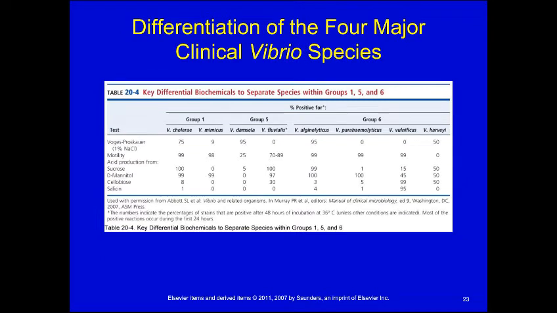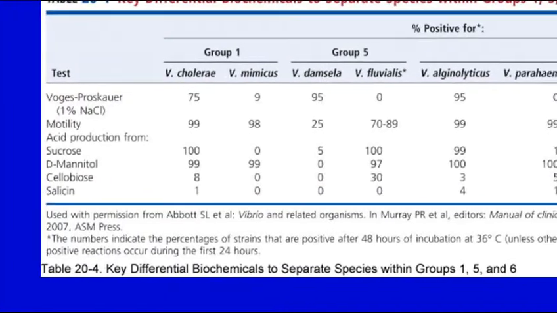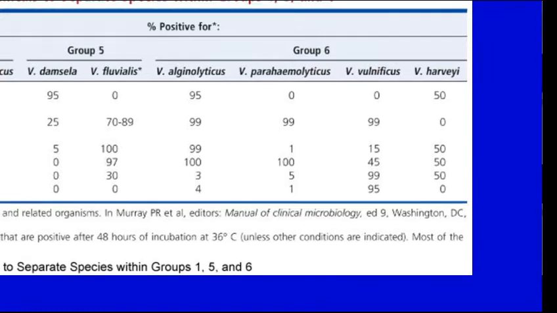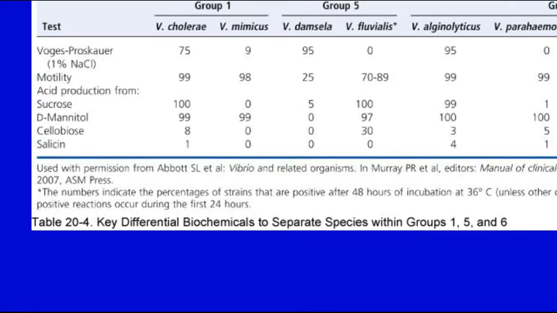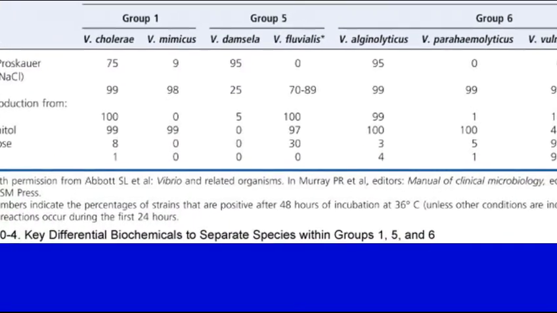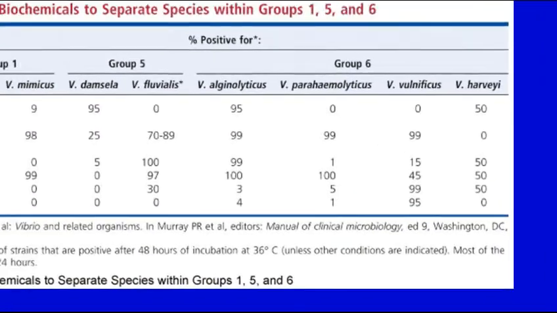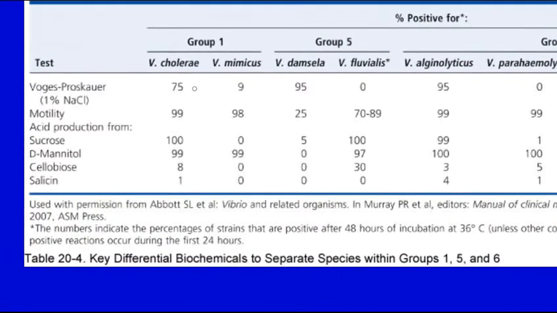Now, here are the 4 major clinical Vibrio species. Okay. These are the key differential biochemical tests to separate groups 1, 5, and 6. Okay, Voges-Proskauer, 1%. Okay, 0 yung sa fluvialis and group 6 also. Motility. Okay. Sucrose. There are some who will not give you yung number class. Ito is 75%.